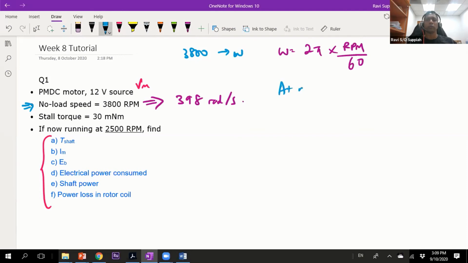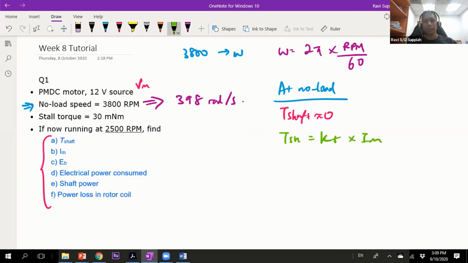Okay, so at no load, what do you mean? When you say no load, it means your torque shaft is close to zero. If you relate the formula that says torque shaft equals kT multiplied by current, this is zero means this is also going to be zero. We are not saying that this is exactly zero. There will be a very small amount of torque, a very small amount of current, but we can approximate it to zero.